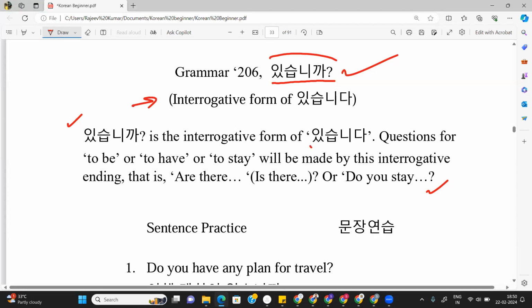Answer will be in the plain form, question will be asked in this. Like how we ask in the ending, then nika, right? Same here it will be isan. Nika. Or to be, to have or to stay.